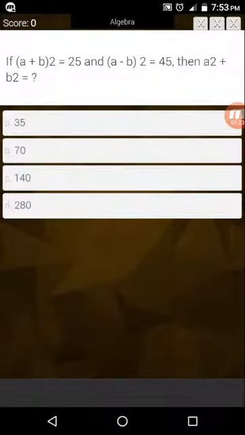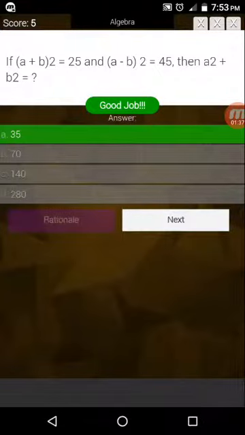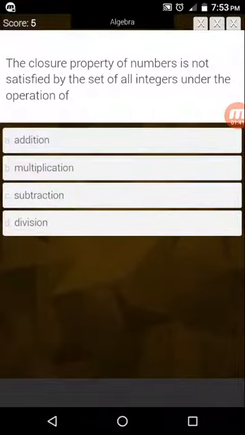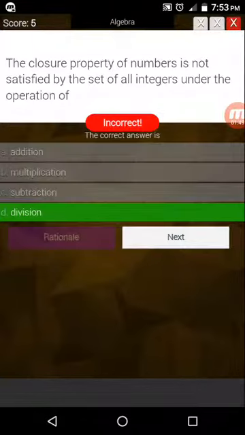If a plus b squared is equal to 5 and a minus b squared is equal to 45, then a squared plus b squared is equal to 45. The closure property of numbers is not satisfied by the set of all integers under the operation of division. The correct answer is division.